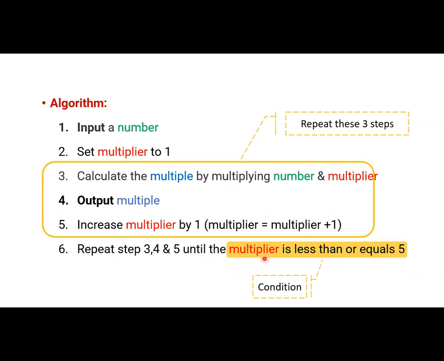Now we can write as the last step: repeat steps 3, 4, and 5 until this condition is false. The condition is the multiplier is less than or equal to 5, which means the repetition stops when the multiplier reaches 6. These three steps terminate if the condition is false.